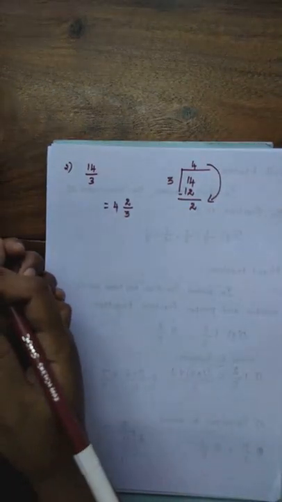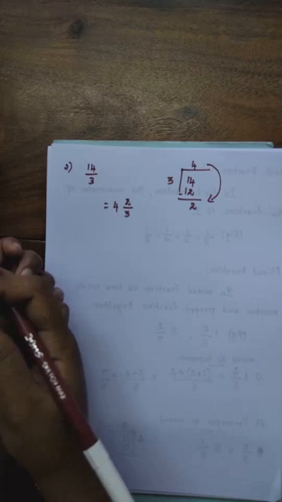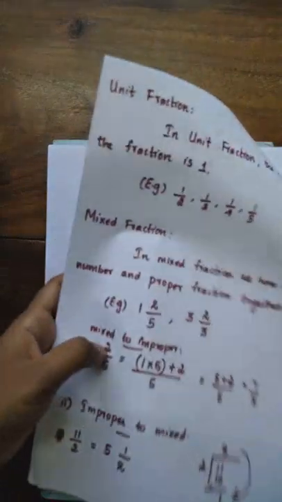Understand? This is the conversion of an improper fraction into a mixed fraction. Do you all understand? Yes. How many types of fractions have we seen today? What are the fractions we have seen?